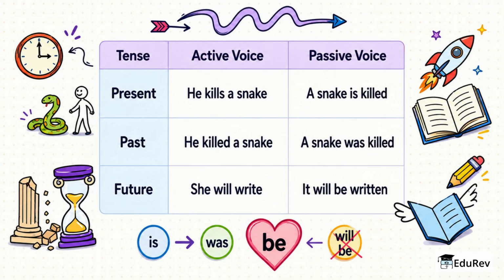Do you notice a pattern there? The main verb is always stuck in the past participle, which means the to be verb does absolutely all the heavy lifting to show us the time.